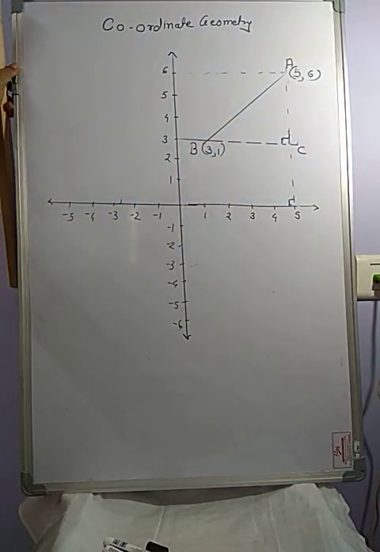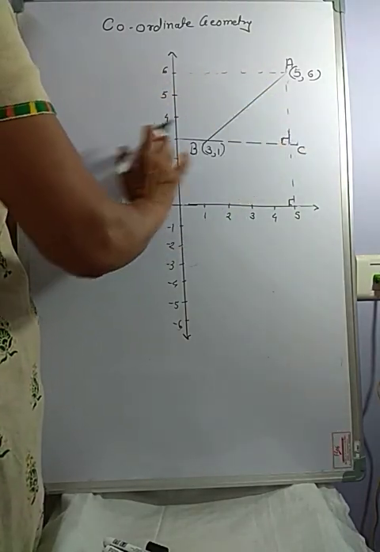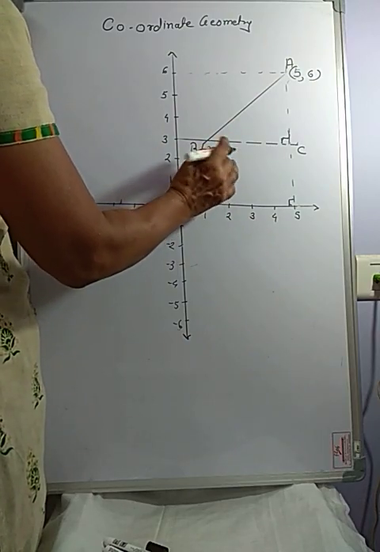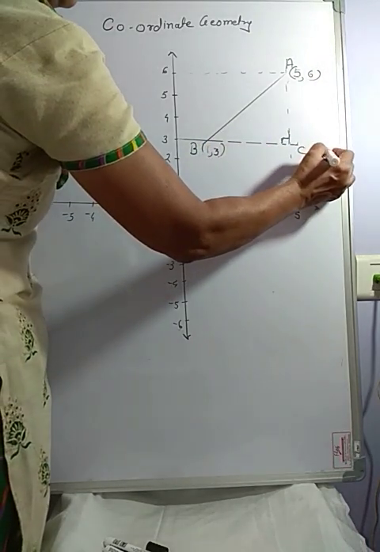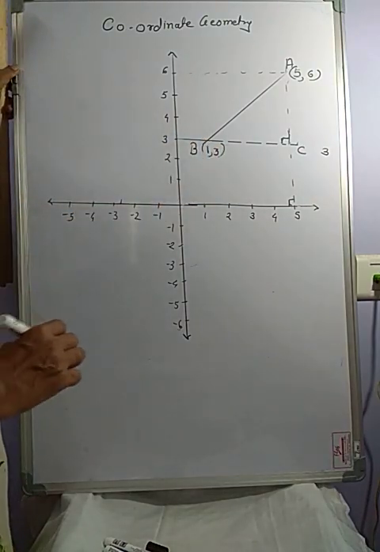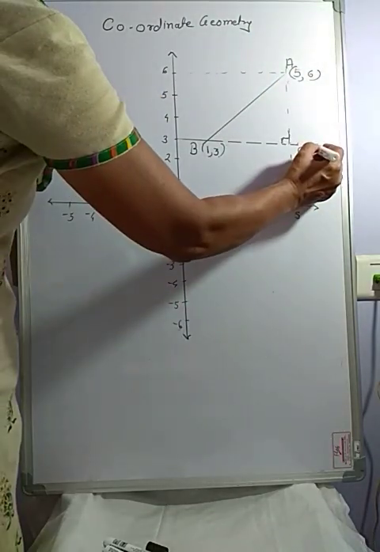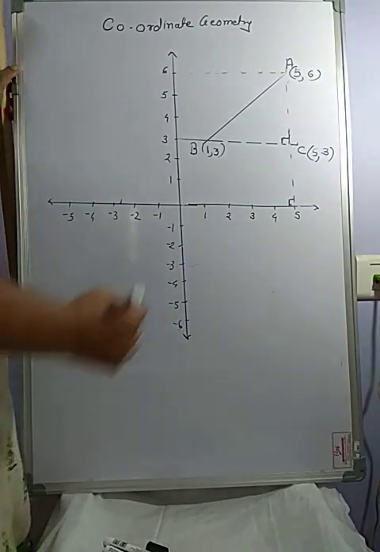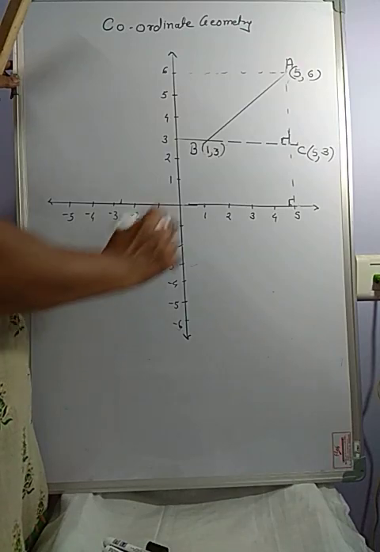Can you guess the coordinates of point C? What could be its y coordinate? As it is on a line parallel to the x-axis, its y coordinate is constant. Its y coordinate is 3. And this line is parallel to the y-axis, therefore its x coordinate is 5. So, parallel to the y-axis, the x coordinate is the same, and parallel to the x-axis, the y coordinate is the same.